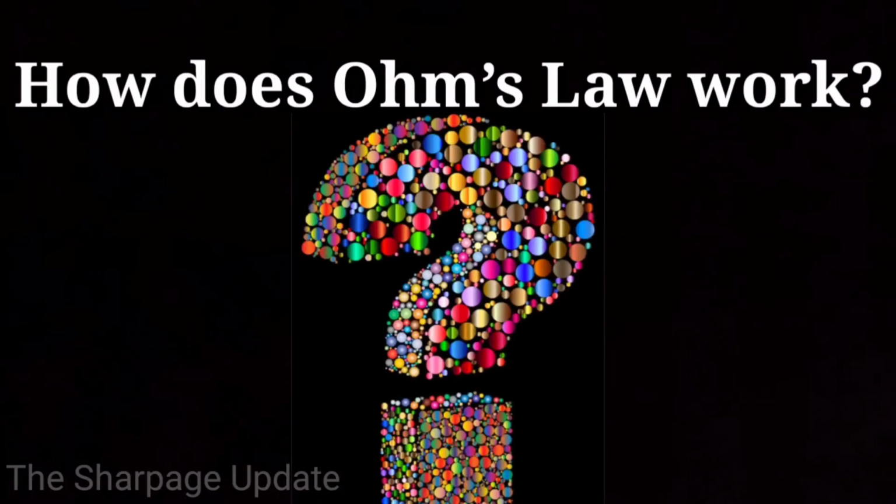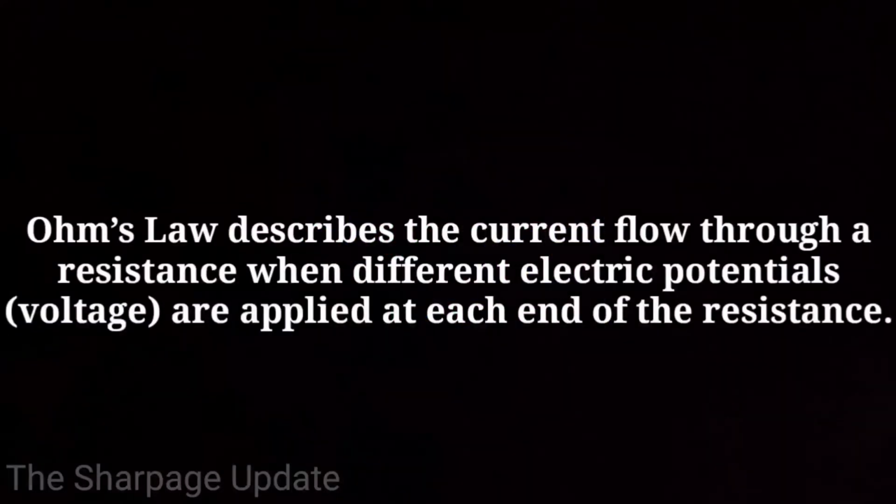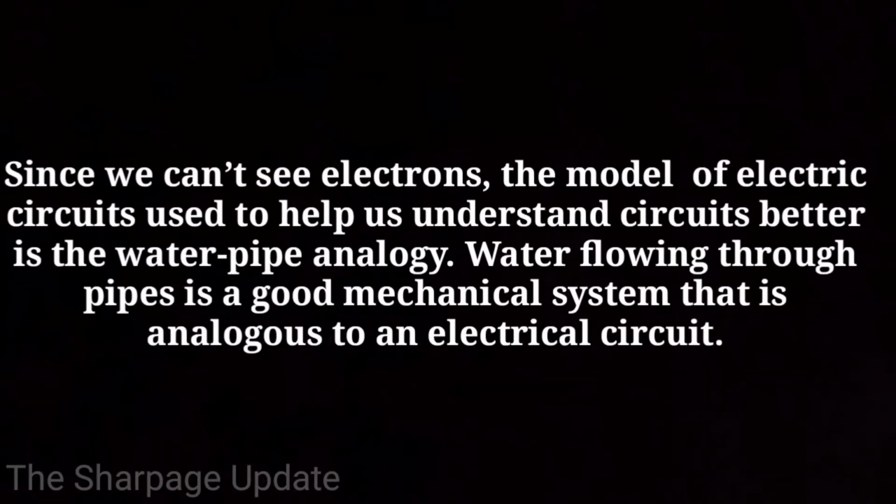Now we will study how Ohm's law works. Dear students, Ohm's law describes the current flow through a resistance when different electric potentials, or voltage, are applied at each end of the resistance. Since we can't see electrons, the model of electric circuits used to help us understand circuits better is the water pipe analogy. Water flowing through a pipe is a good mechanical system that is analogous to an electrical circuit.